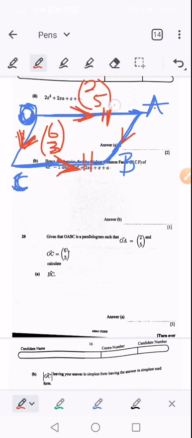They are parallel and also equal. This one is equal to what? To this one. So the opposite sides of a parallelogram are equal and also parallel. They are equal but they will never meet. I hope I'm making sense.